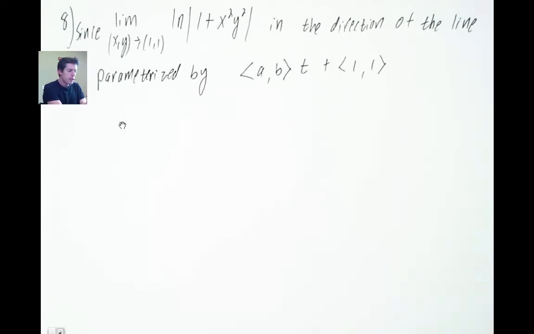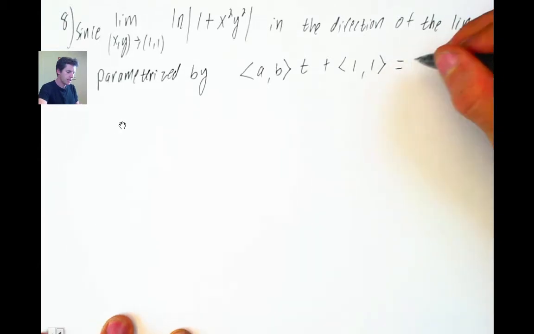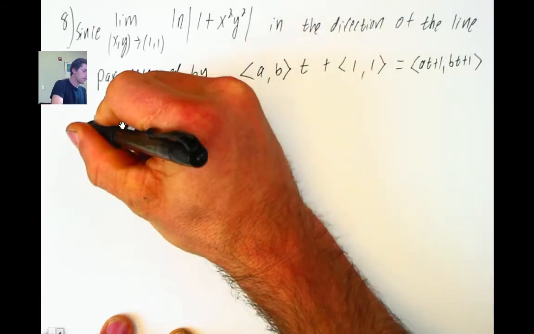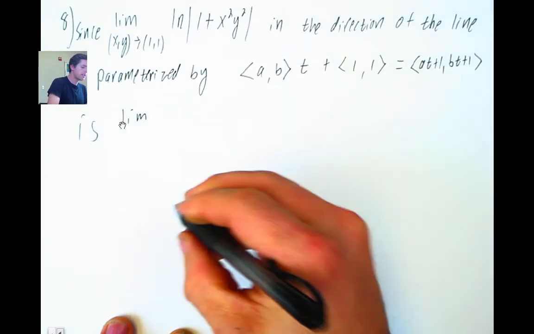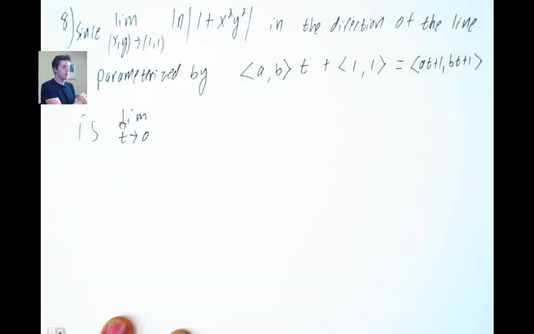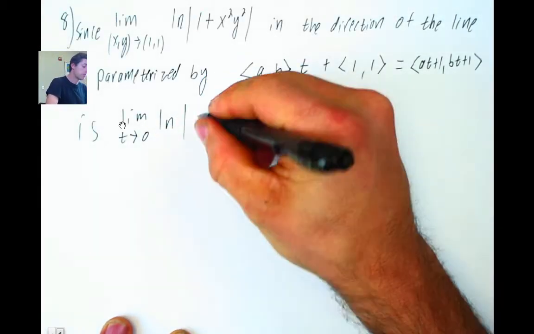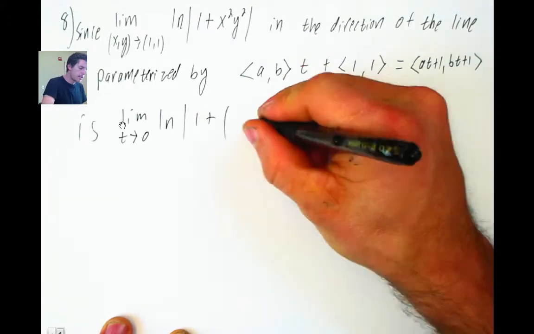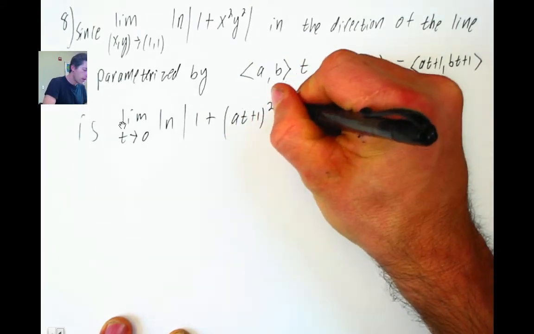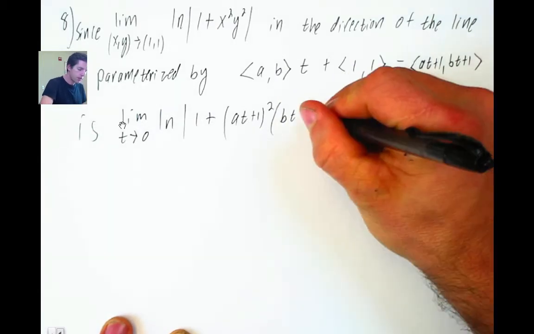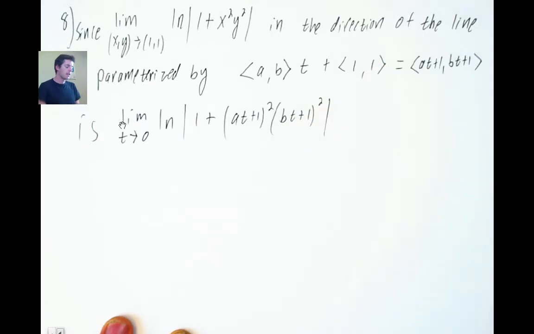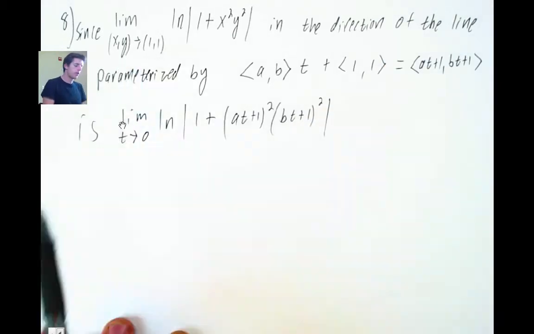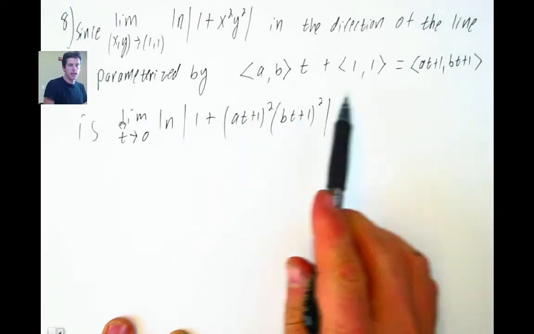All right. This limit in the direction of that, now let's see, that is at plus 1 and bt plus 1. Okay, so what is that limit in the direction of that line? It is the limit as t goes to 0, because that will give us the point 1, 1, of the natural log of absolute value of, I don't know why we got an absolute value. I guess it's just as good as a parentheses. Let's see, instead of x, we should write at plus 1. And instead of y, we should write bt plus 1. And we have now reduced a limit in two variables to a limit in one variable by picking an arbitrary direction.